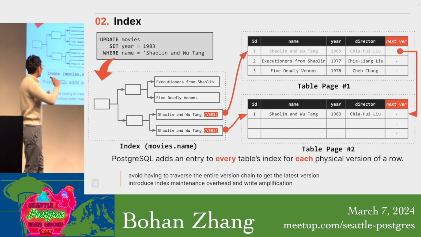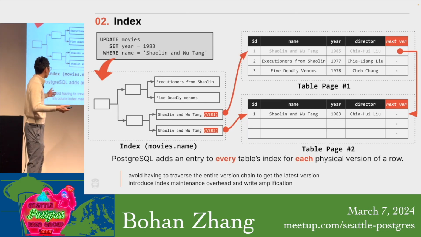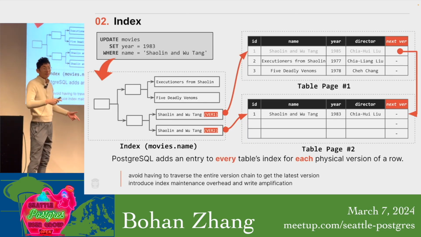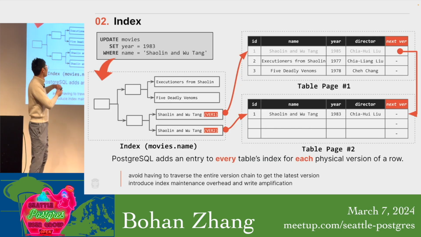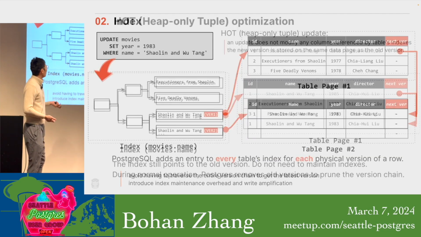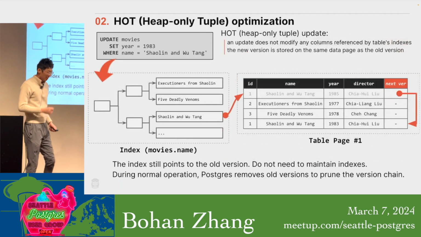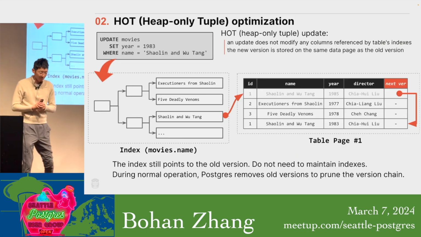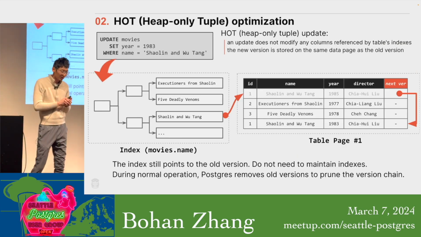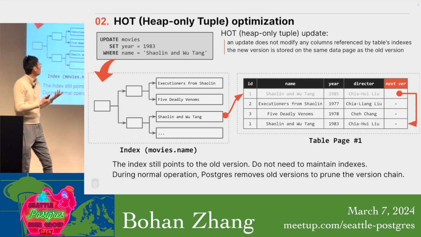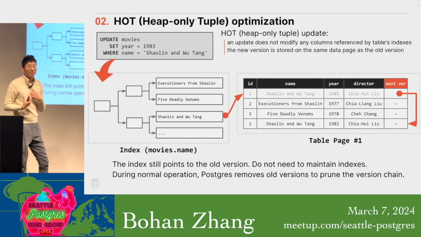The index avoids having to traverse the entire version chain to get the version, but it introduces index maintenance overhead and write amplification, because for the same data you have multiple entries for each version. So it has the write amplification. To solve this issue, Postgres has an optimization called HOT optimization, which is heap-only tuple optimization.